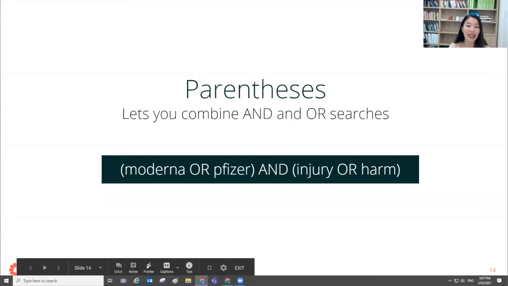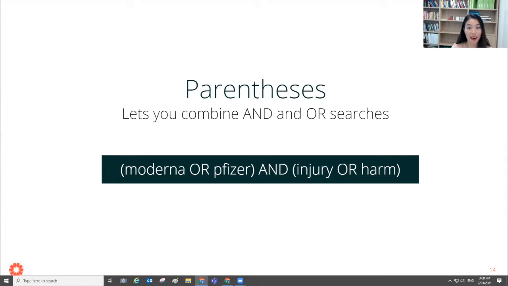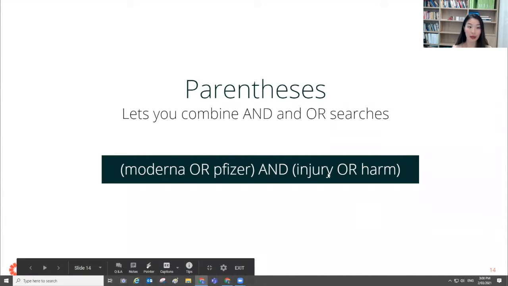Now here's where things get pretty interesting with Boolean queries. You can use parentheses to combine AND and OR searches in many creative ways to help you find what you're looking for. So for example, we say (Moderna OR Pfizer) AND (injury OR harm). What is this going to give you? If you type this into Google or Twitter, it's going to give you every result that uses either the word Moderna or the word Pfizer, and it also uses either the word injury or the word harm. So the signal we're giving the platform is that we want posts that have at least one of these and also at least one of these, right?